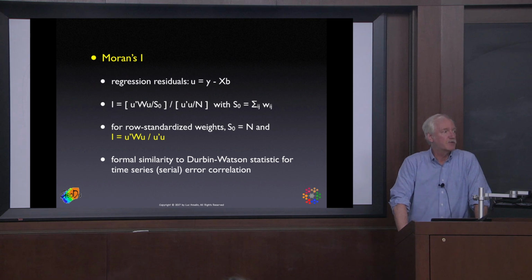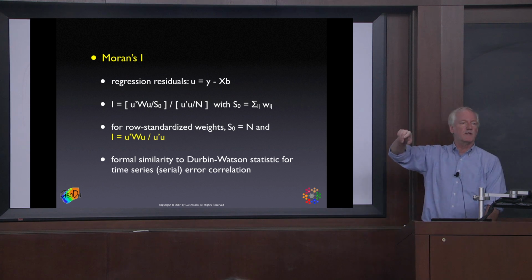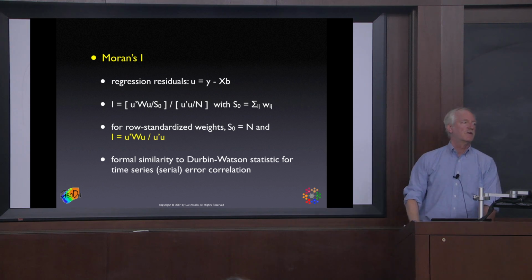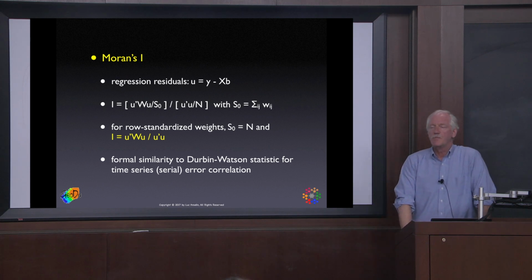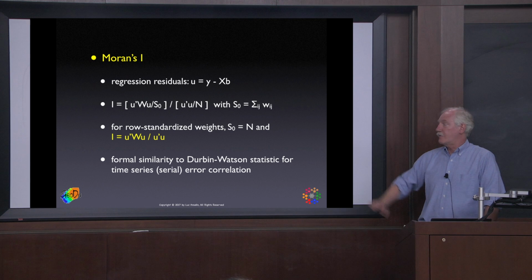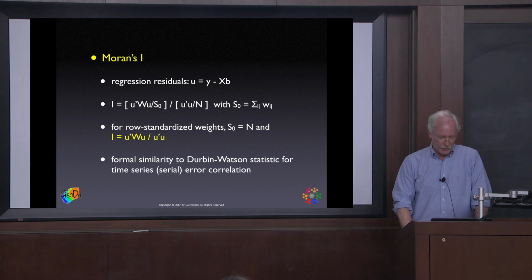In some textbooks, you might see the Durbin-Watson statistic as U prime AU divided by U prime U. And A is this matrix with 1, minus 1, 1, minus 1 for the differences of the statistics over time. Formally, it's exactly the same. You just have to deal with this W instead of the A matrix.